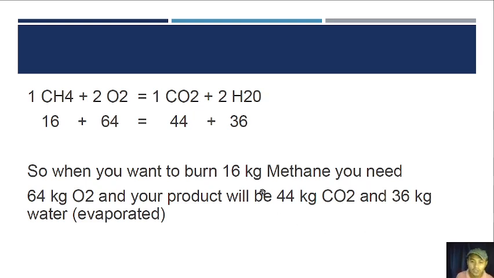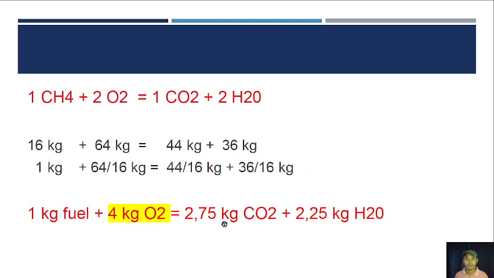So when you want to burn 16 kilograms of methane, you need 64 kilograms of oxygen gas. Based on this one, if you want to burn 16 kilograms of methane, you need 64 kilograms of oxygen gas, and your product will be 44 kilograms of CO2 and 36 kilograms of water evaporated. Wow. Okay.